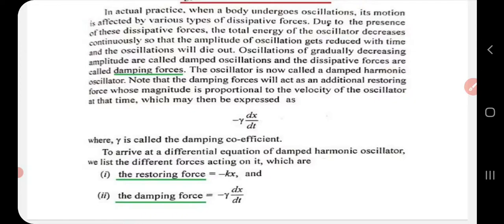Now our next aim is to derive a differential equation for a damped harmonic oscillator. For that, we have to consider two factors that act on a damped harmonic oscillator. One is the restoring force given by minus kx, and the other is the damping force that we have just discussed, which is given by minus gamma dx by dt, where gamma is the damping coefficient.